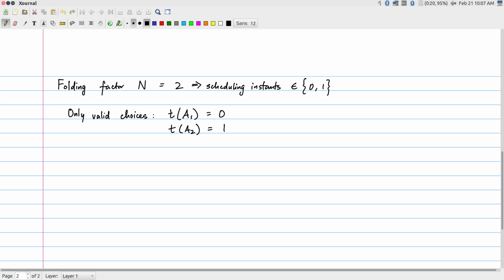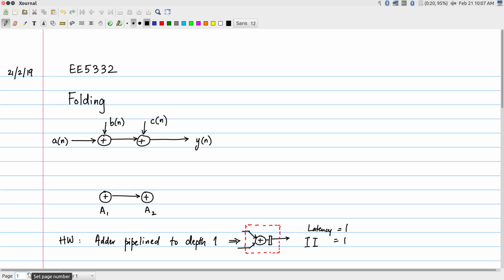Okay, so now let's go further with that, and how do we translate this into a complete hardware architecture? Once I have these two numbers, let's look at the link from A1 to A2. A1 is now scheduled at time 0, A2 is scheduled at time 1. A1 is scheduled at time 0, meaning that the output of A1 will be ready at time 1, because my hardware is such that after I give the inputs, it adds and then puts it into a register, and the output actually is available only on the next clock cycle.